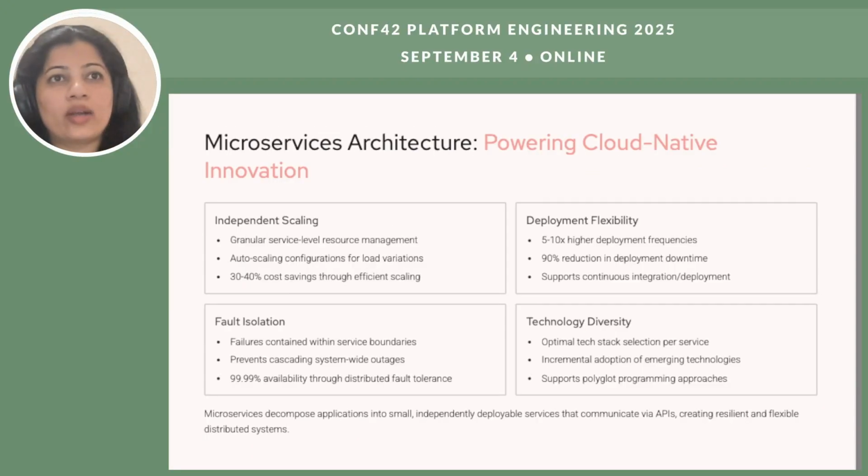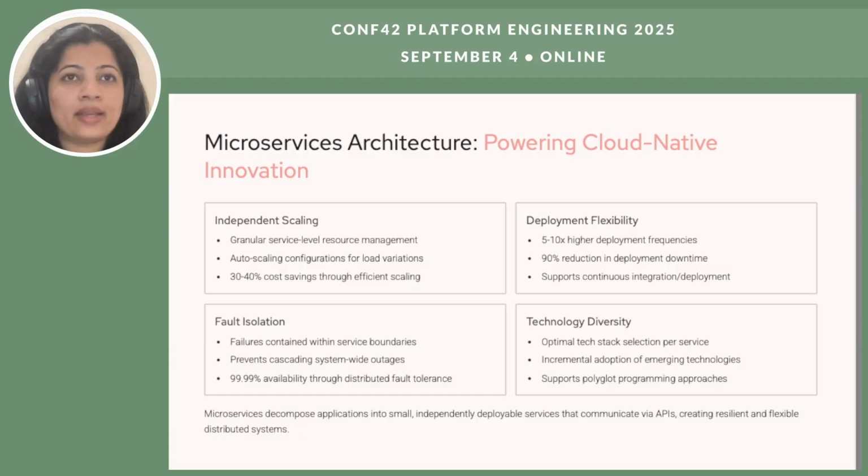So let's take a look at microservices first. Microservices just break applications into small and independent services that talk to each other through APIs. And each service is independently deployable, scalable, and maintainable. But what does it mean in practice?